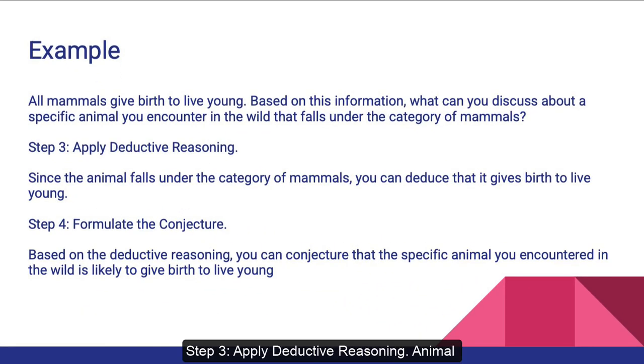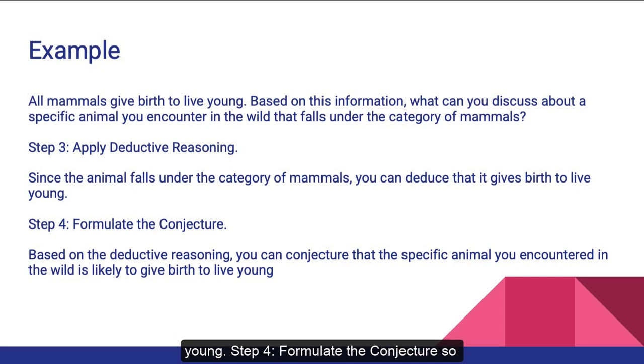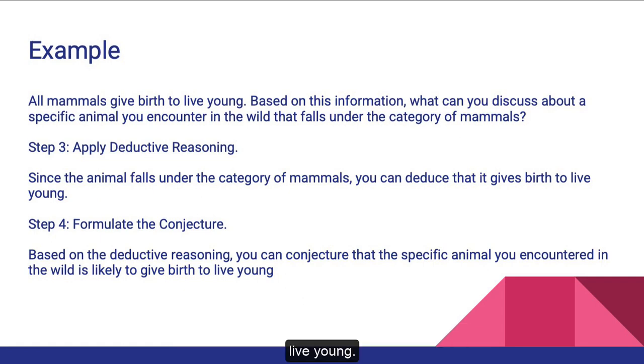Step 3. Apply deductive reasoning. Animal falls under the category of mammals. Deduce that it gives birth to live young. Step 4. Formulate the conjecture based on the deductive reasoning. The conjecture that the specific animal encountered in the wild is likely to give birth to live young.